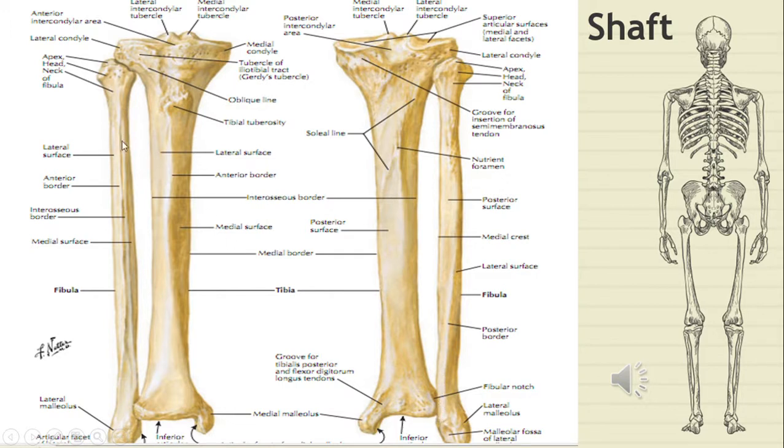surfaces. The smallest one is the medial surface, which is between anterior and posterior border, you can see here that it is very thin surface. Then we have lateral surface. This is enclosed between the anterior border and posterior border, while the posterior surface is enclosed by posterior border and interosseous border. It is more of a posteromedial surface.